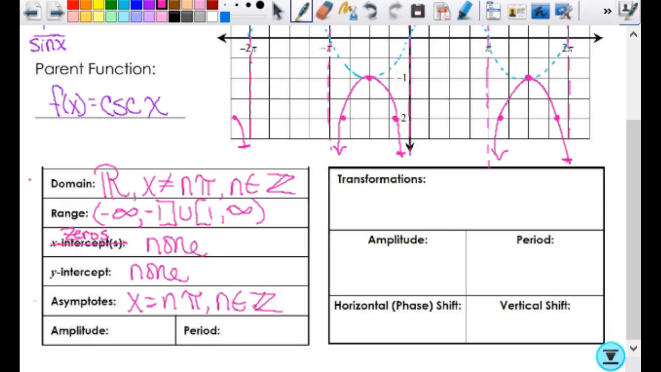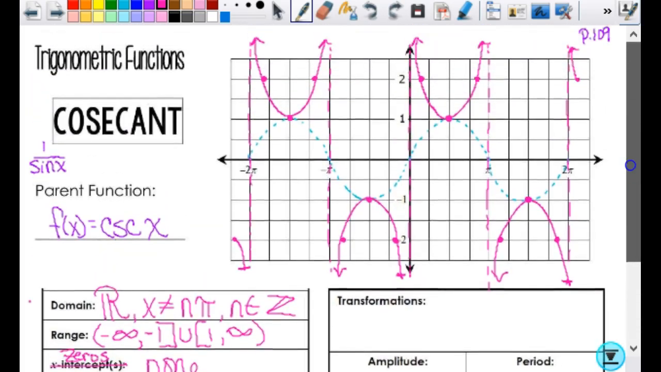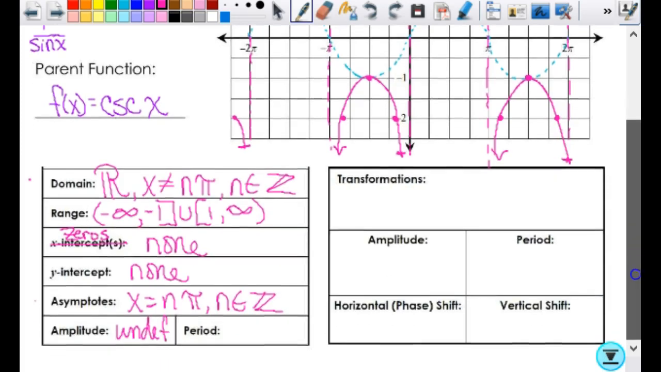The amplitude. Well, remember that's half the distance between the max and the min values. You don't have those, so this is undefined. The period before it repeats. So I've got up and down, so you've got to have one of each before it repeats. So look at this, and just like sine was 2 pi, you've got 2 pi for cosecant.